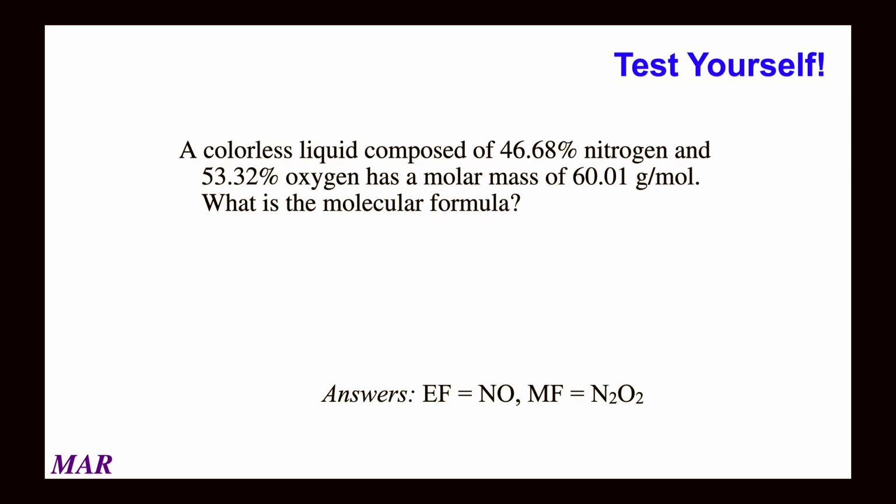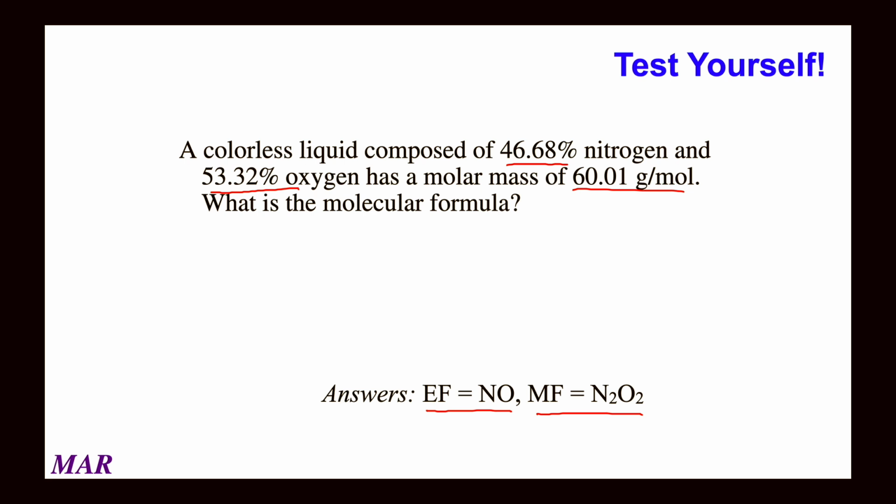Here's another example. This one I do want you to do by yourself. This is as a liquid. It's a nitrogen-oxygen compound. 46.68% nitrogen, 53.32% oxygen. And the molar mass of the whole thing, 60.01. What's the molecular formula? And along the way, you're going to need the empirical formula. Now, I'm going to let you figure this one out on your own. But if you've done it correctly, the empirical formula comes out to be NO, 1 nitrogen and 1 oxygen, and the molecular formula N2O2. If you don't get these numbers, you let me know and we'll go through it.